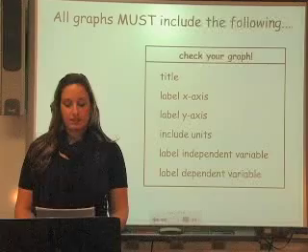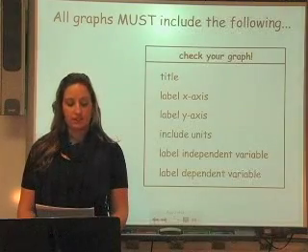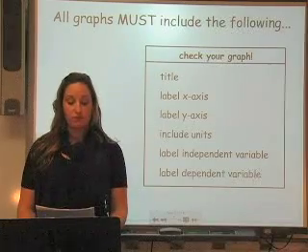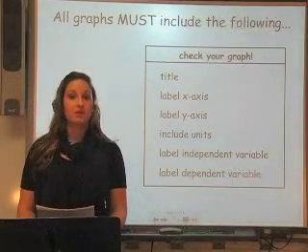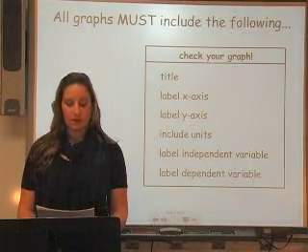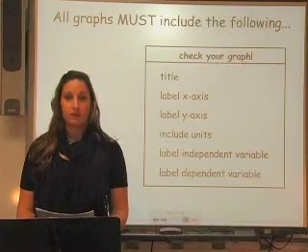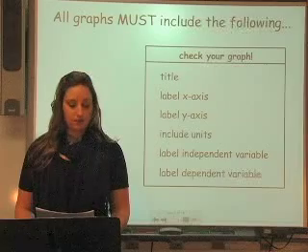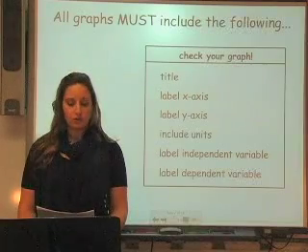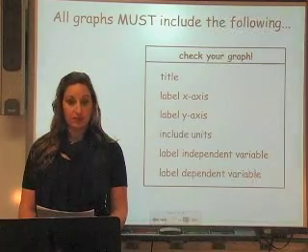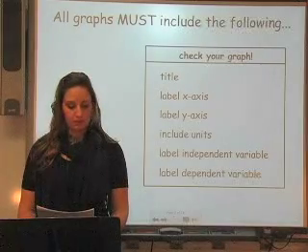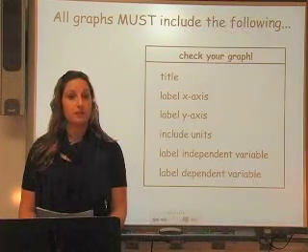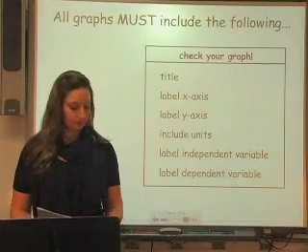Two-coordinate graphing is an essential skill for displaying data collected during science experimentation. In order to complete a graph, you must remember to include these 6 items: a title, label the x-axis, label the y-axis, include all units in each of the labels. You must label an independent variable, and you also must label a dependent variable.